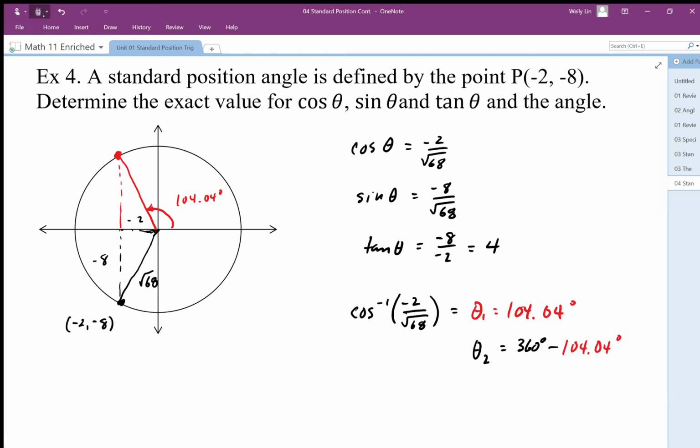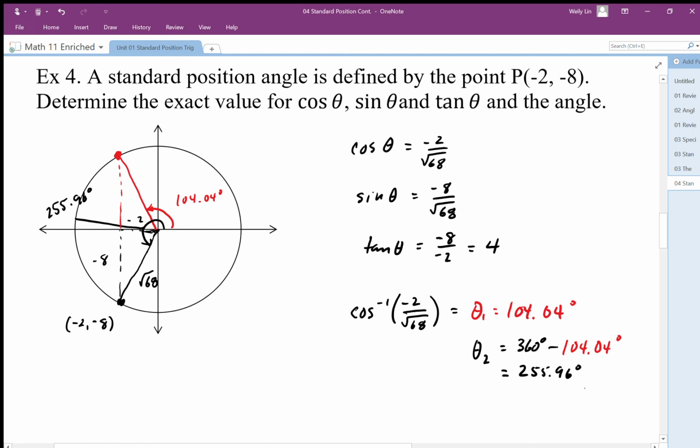Okay, and I'm going to get an angle in standard position. The positive version of this is going to be 360 minus theta 1. I'm going to end up with 255.96 degrees. And that is in the right quadrant. So 255.96 degrees is in quadrant 3, and that's the angle that I want. 255.96 locates the correct position of (-2, -8). So that's my standard position angle that I want.